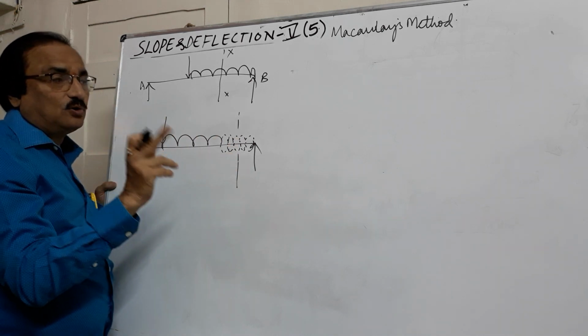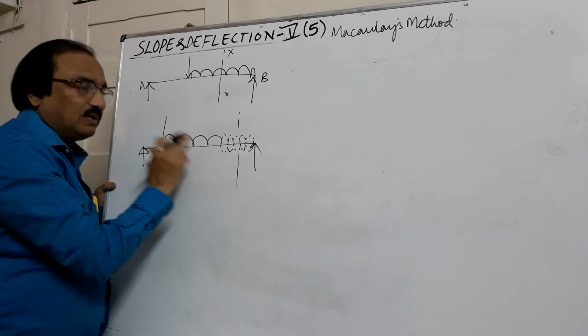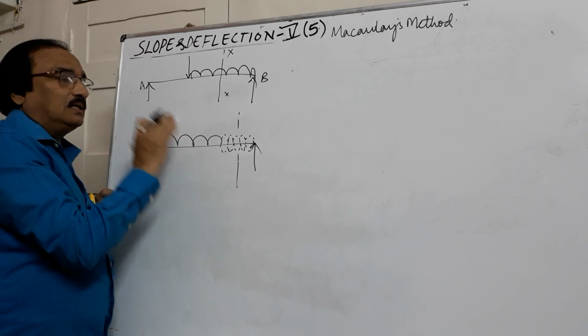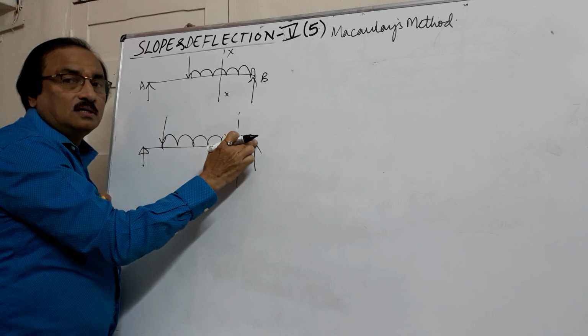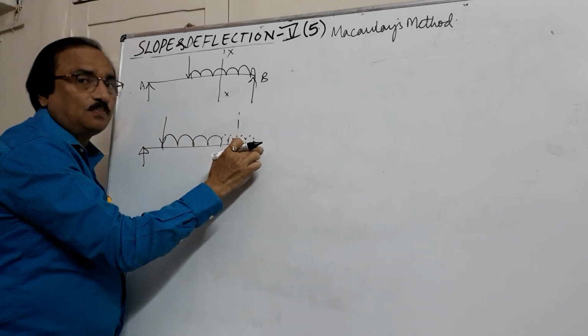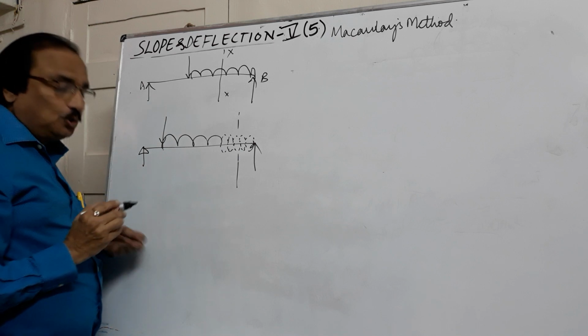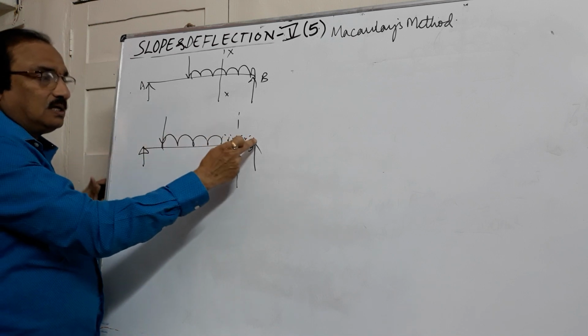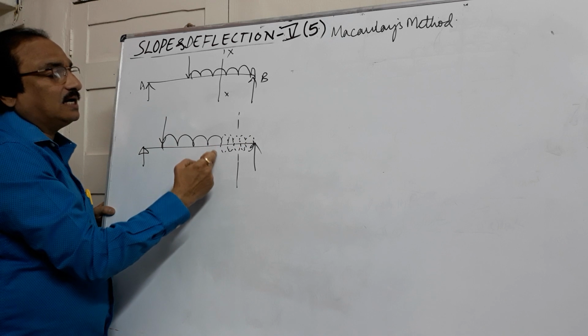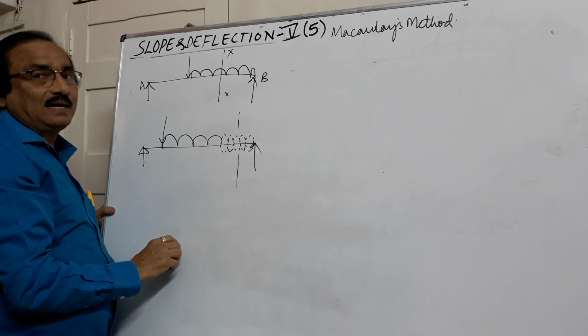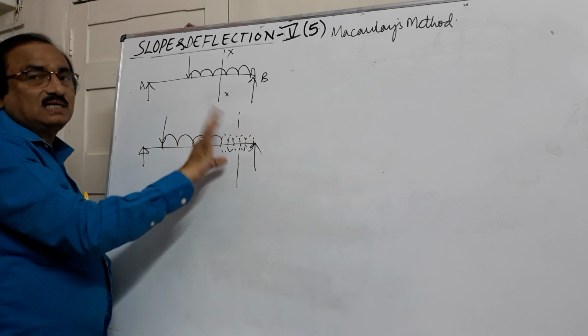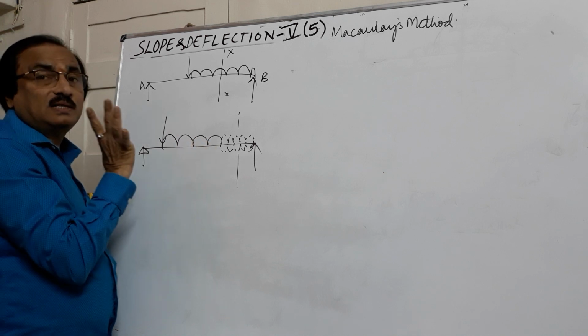So this is a hint for you. Whatever UDL is given, at any point, the UDL should touch the end or the support. Take care of this. This is the specialty of a UDL. The UDL should touch the support and a corresponding opposite UDL is to be added so that they compensate each other and the net effect will remain the same.